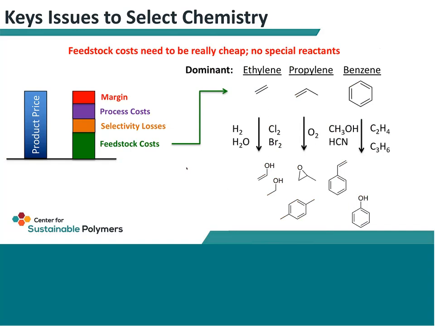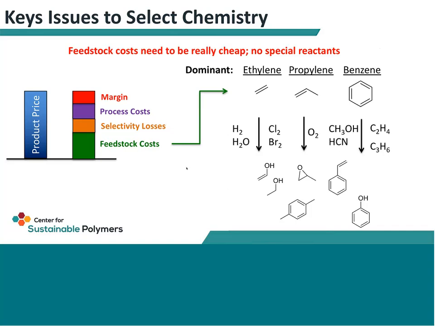Now, even with those, the co-reactants are also extremely limited. We can use hydrogen for reduction. That's the overwhelmingly dominant reductant that we use in commercial systems. Chlorine and bromine are commercial co-reactants. For oxidation, we might use oxygen or hydrogen peroxide. For alkylation, it might be methanol, ethylene, propylene. And for making nitrogen-containing compounds, it might be HCN.